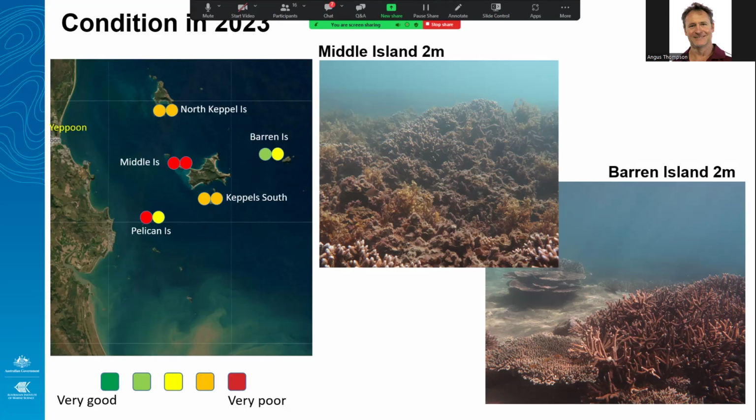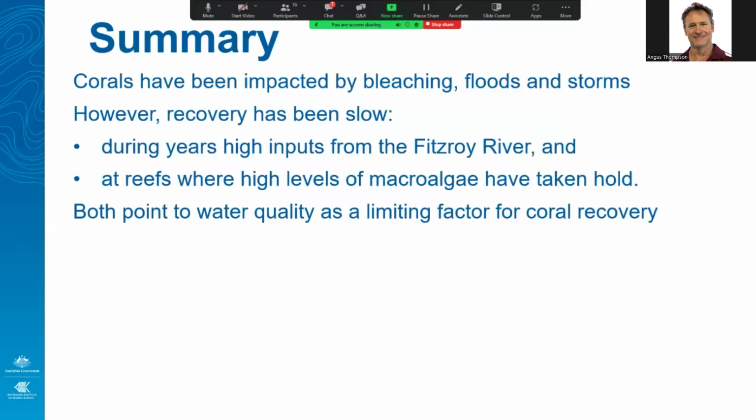Okay, next slide. So the take-home message is that the corals have been impacted by bleaching, floods and storms. And in those dry years, there has been recovery, which is a good thing. However, we do note that that recovery is a little limited when the Fitzroy River is pumping out a lot of nutrients and sediments and just fresh water. But also that at reefs where the macroalgae have taken hold, that recovery has been very slow.